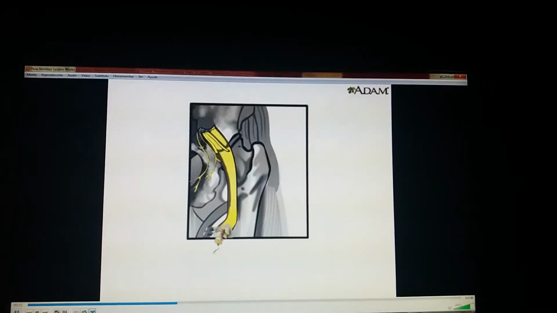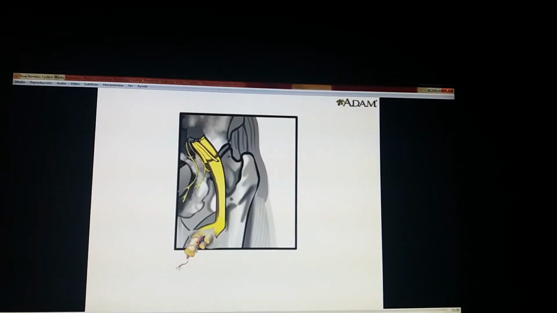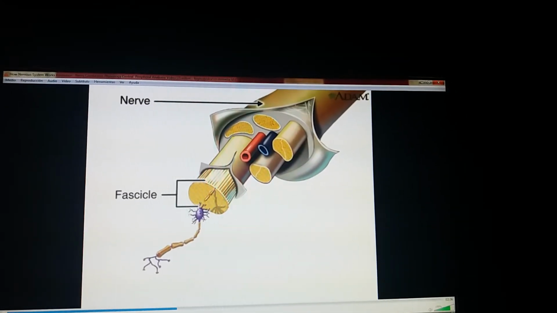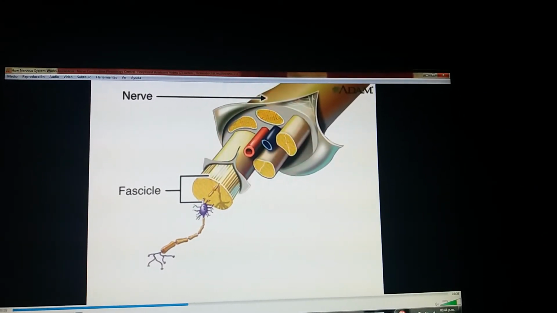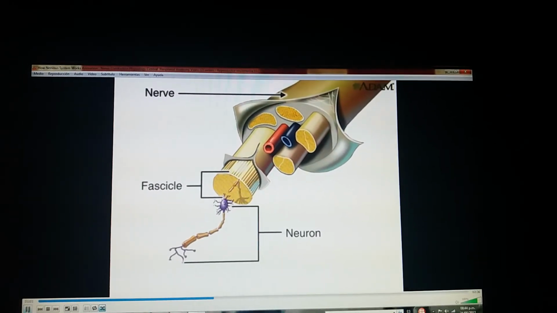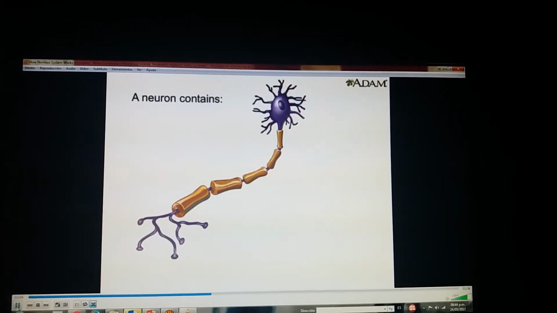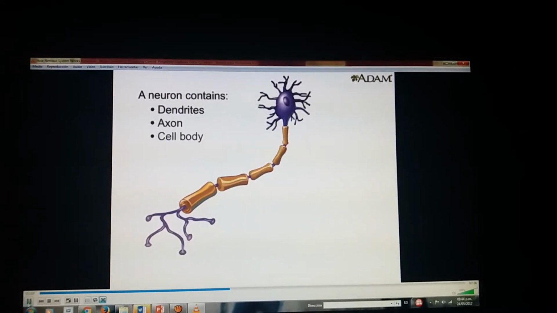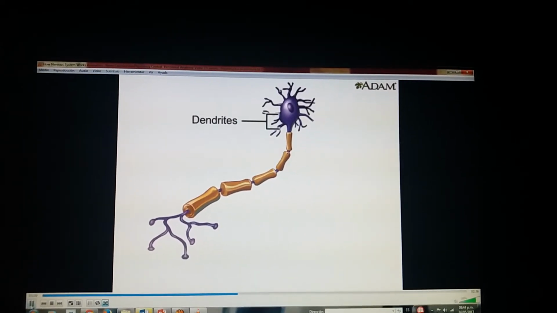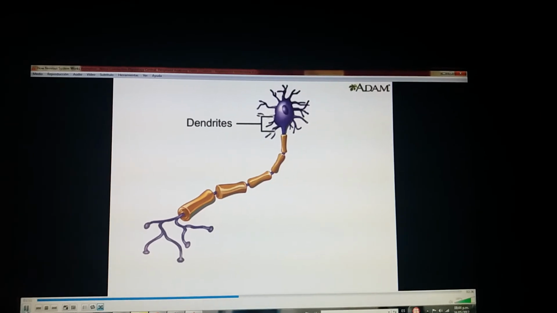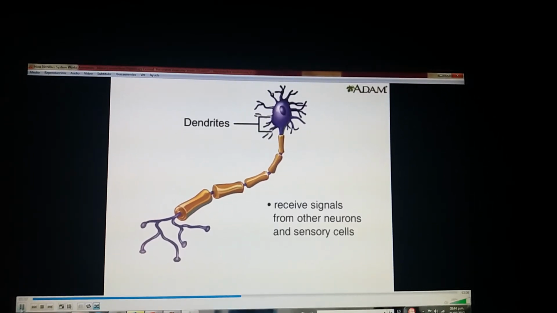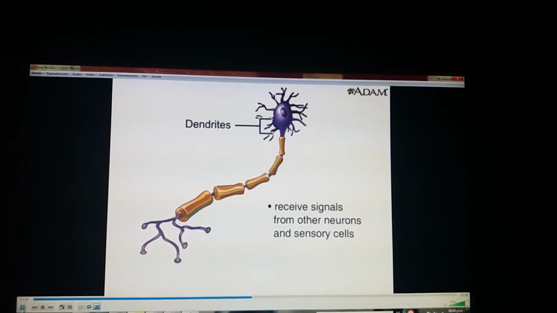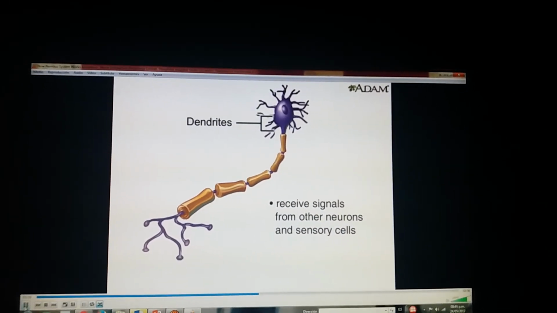Let's examine an individual neuron up close. Here is a peripheral nerve. Each one of the nerve bundles, or fascicles, contains hundreds of individual nerve fibers. Here's an individual neuron with its dendrites, axon, and cell body. The dendrites are tree-like structures. Their job is to receive signals from other neurons and from special sensory cells that tell us about our surroundings.